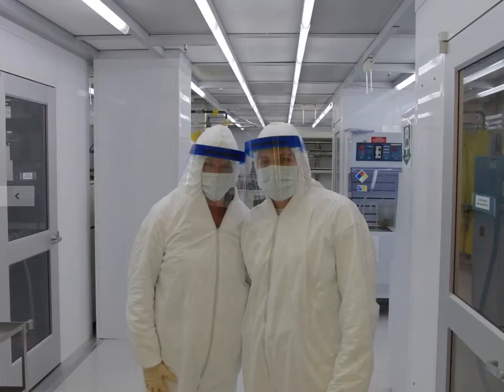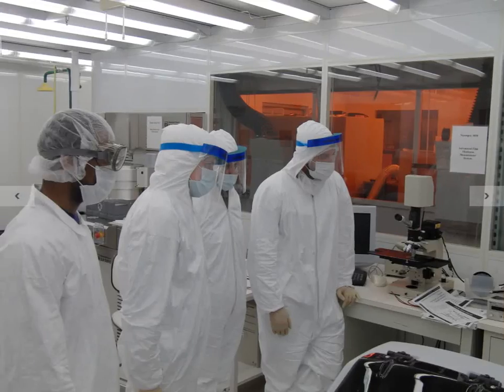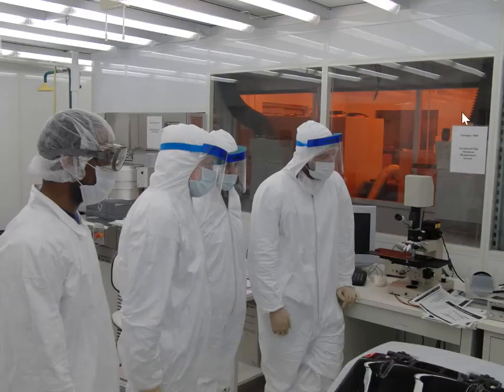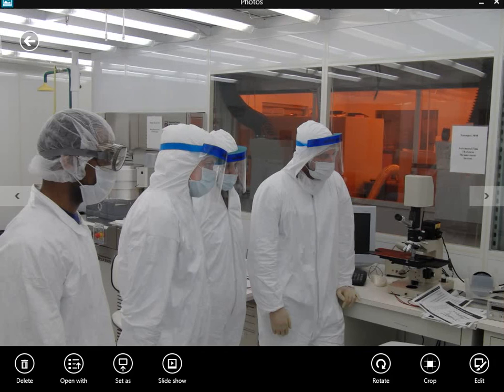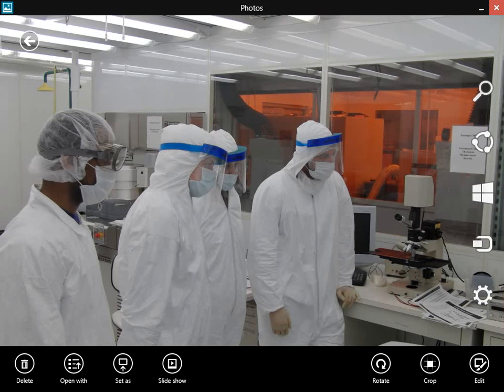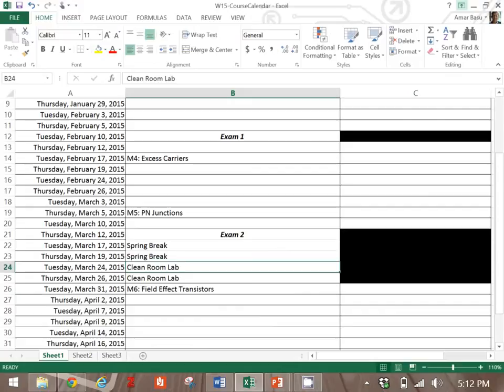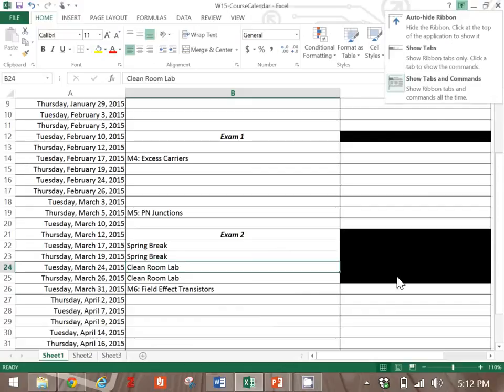In the past, students have said, we wish this lab was longer. Unfortunately, we don't have time to do more than one or two class sessions. But I think just having this is very important in understanding how semiconductors work, because the manufacturing technology is just as important as the semiconductors themselves.